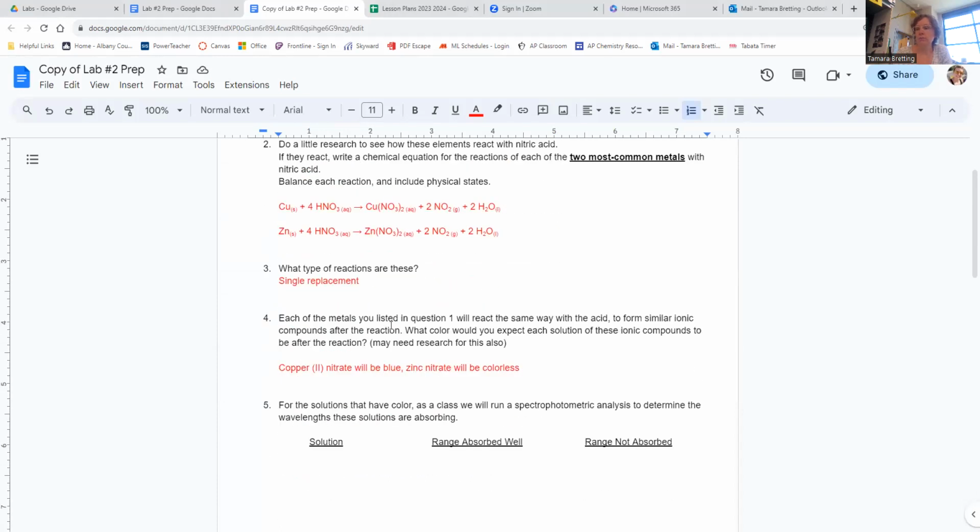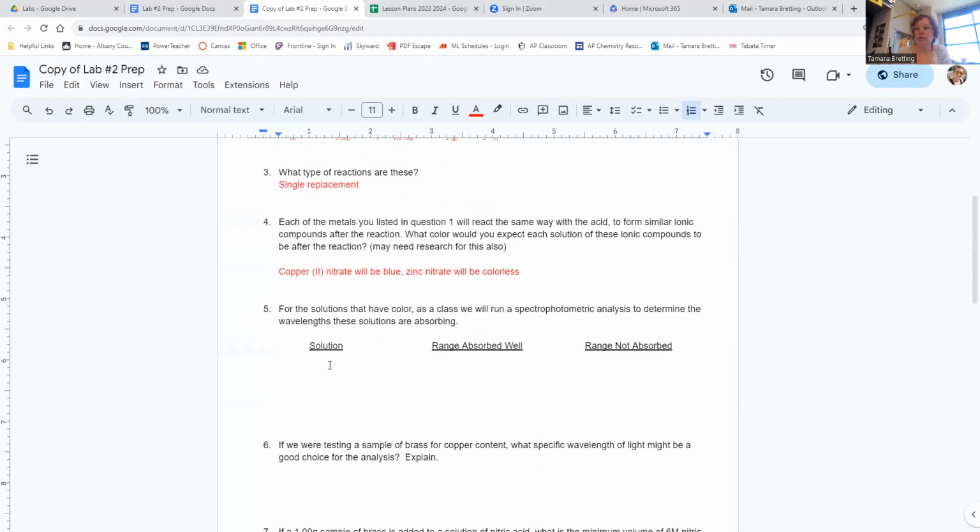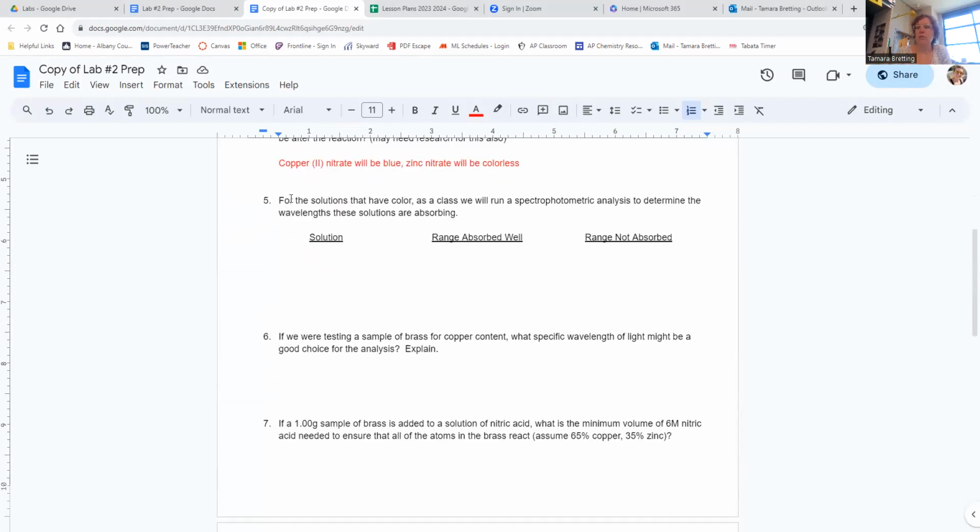Okay, so when we're looking at those solutions, copper nitrate, one of the products of dissolving in nitric acid up here, is going to be blue in color. Zinc nitrate is colorless. Now, if there are other trace amounts of elements, those will have some color as well. So we get to question number 5. For the solutions that have color, as a class, we're going to run spectrophotometric analysis to determine the wavelengths that these solutions are absorbing.